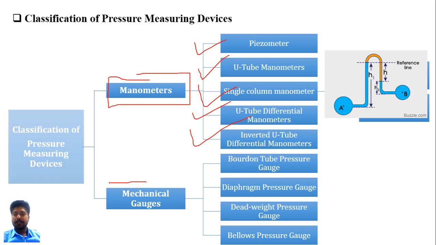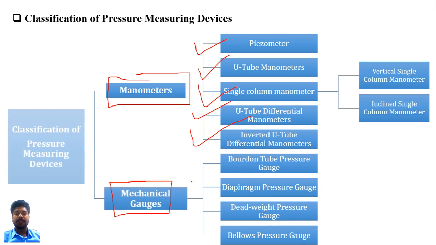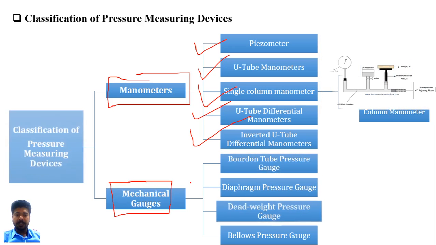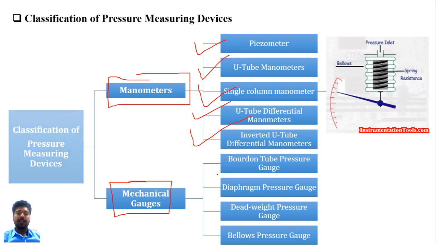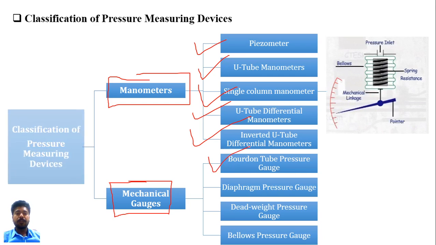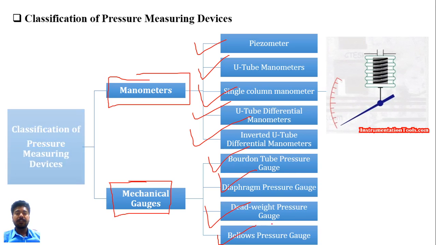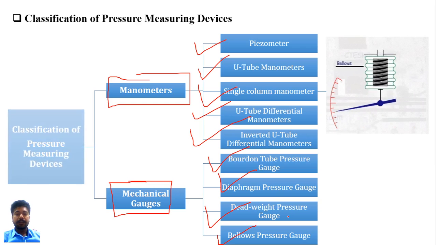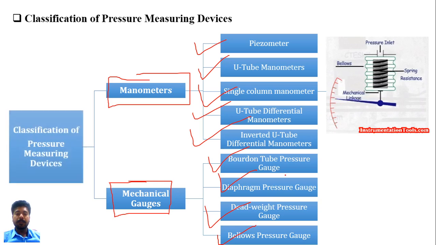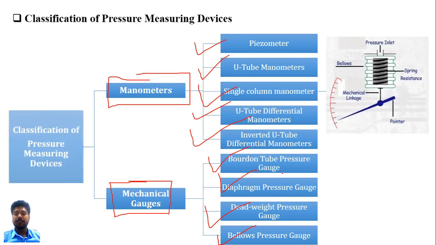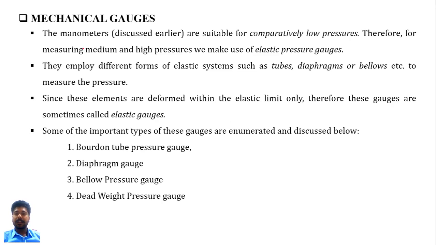So in today's session we will cover these mechanical gauges. Mainly there are four types of mechanical gauge: the Bourdon tube pressure gauge, diaphragm pressure gauge, dead weight pressure gauge and bellows pressure gauge. Let's discuss these four pressure gauges, which are direct indicators of pressure. What is the basic principle, working and construction of these mechanical gauges? So let's start.